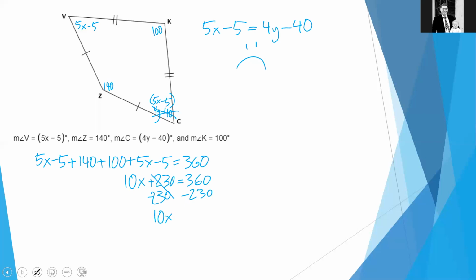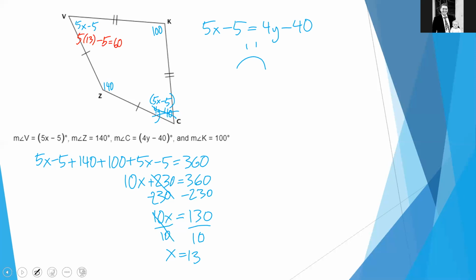I could have chosen to do this with y instead of x. I just happened to choose x at random, and I would end up finding y first, and that's okay. All right, let's divide by 10. Now I know x is equal to 13. Could I use that exact same strategy with a whole big formula to solve for y? I sure could. But I want to use smaller numbers because I just like smaller numbers. So I'm going to take that 5x minus 5 and plug in the 13. 5 times 13 minus 5 is 65 minus 5, which is 60. I now know this is a 60-degree angle.